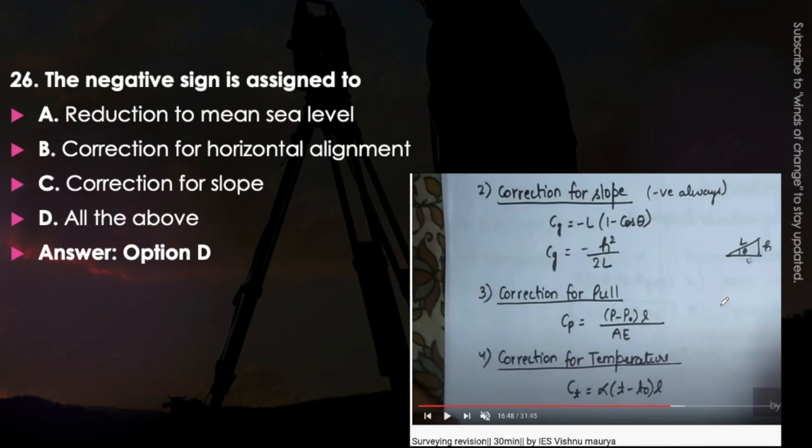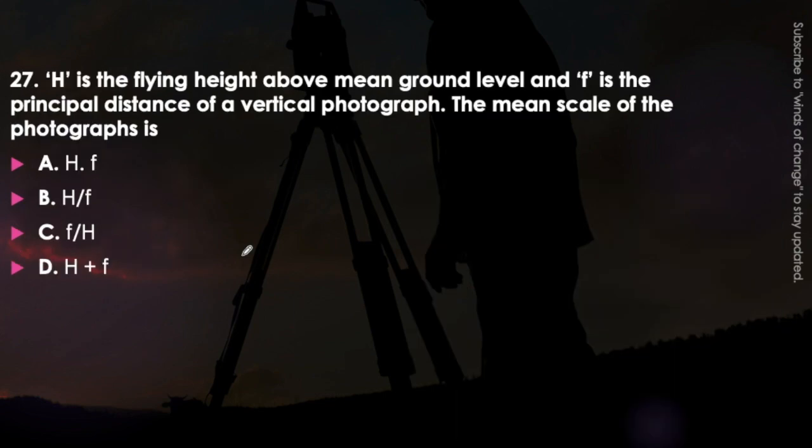You can see this video from the link in the description box, which is uploaded to this channel only. In this video we have explained all the corrections for tape. Now the negative sign will be assigned to all of these: reduction to mean sea level, correction for horizontal alignment, as well as correction for slope. So memorize it. Next question.